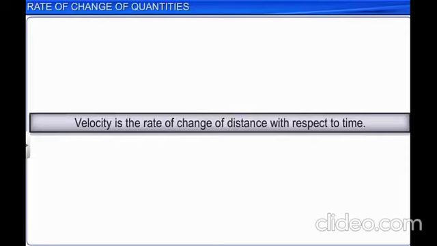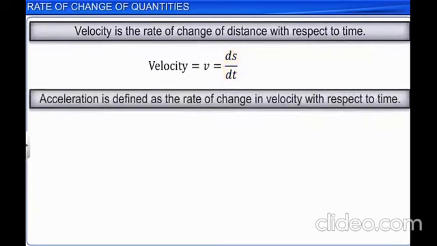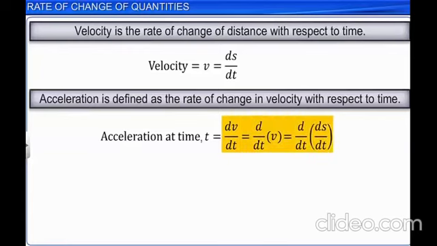Velocity is the rate of change of distance with respect to time. In terms of derivatives, velocity can be defined as ds upon dt. Similarly, acceleration is defined as the rate of change in velocity with respect to time. Thus, dv upon dt is equal to the derivative of ds upon dt, which will be further equal to d square s upon dt square.